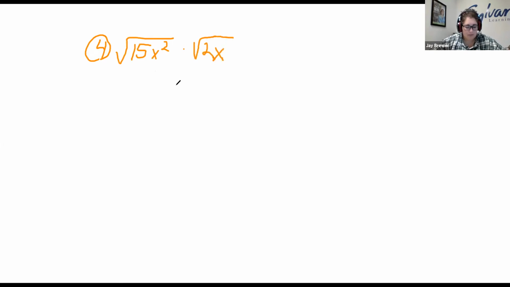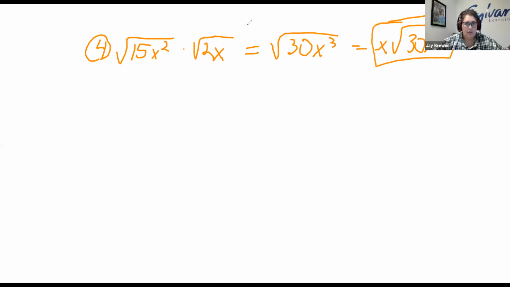Okay, so for this approach, we want to go ahead and multiply inside numbers with inside numbers and outside numbers with outside numbers. We have no outside numbers. So 15 times 2 gives us 30. X squared times x gives us x cubed. 30, we cannot split 30. It's 1 and 30, 2 and 15, 5 and 6, 3 and 10. None of those are perfect squares. So we can bring an x out, and we have 30x remaining. Everybody agree? Okay, good.